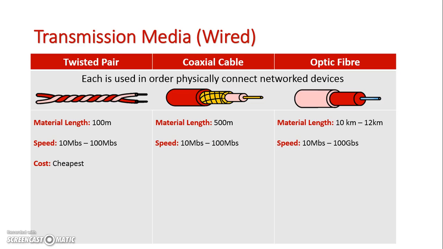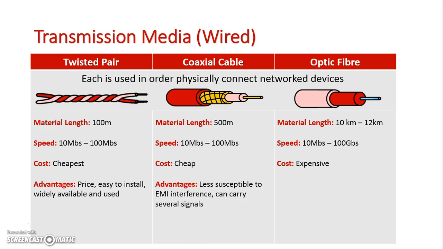Twisted pair is the cheapest, but coaxial is also very cheap as well. But optical fiber is quite expensive to set up, and it's also very delicate, so you've got to be very careful when using the actual type of cabling. Twisted pair is cheap and easy to install as its advantages and is widely available and used. Coaxial is less susceptible to EMI interference and carries several signals at a time. So it's better than twisted pair. Though optical fiber is secure, it can go over longer distances, has no interference, and has a much higher bandwidth with lower errors because of this less interference.